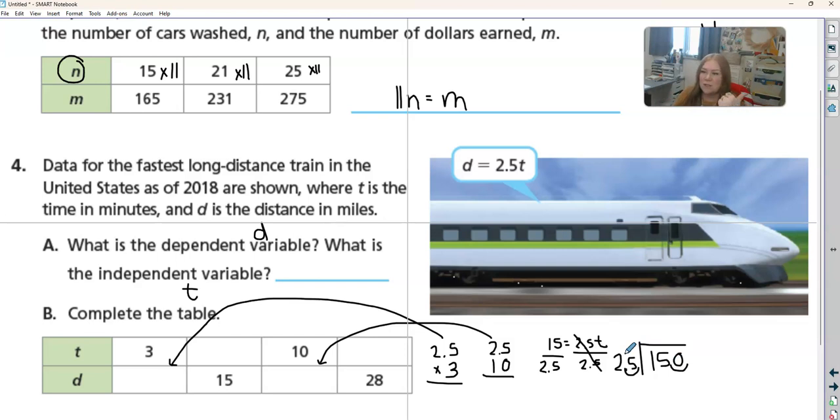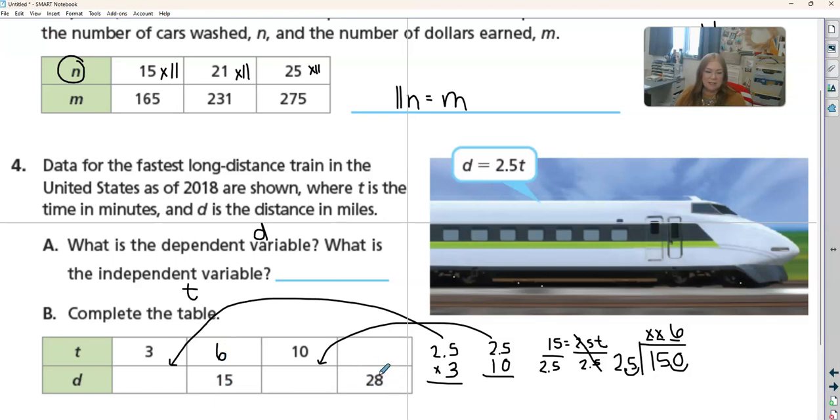So 25s is quarters, 25, 50, 75, 100. So I need something above the 1, the 5, 0. It can't go into 1, can't go into 15. So we just need to see how many quarters make $1.50. So we have 25, 50, 75, 100, 125, 150. So this goes in there exactly 6 times. So if they've gone for 6 minutes, they'll have traveled 15 miles. So that's pretty quick. 6 minutes, 15 miles.